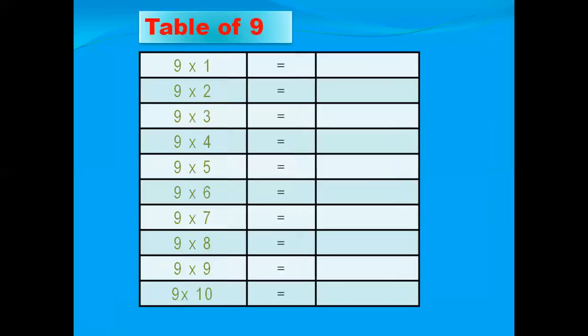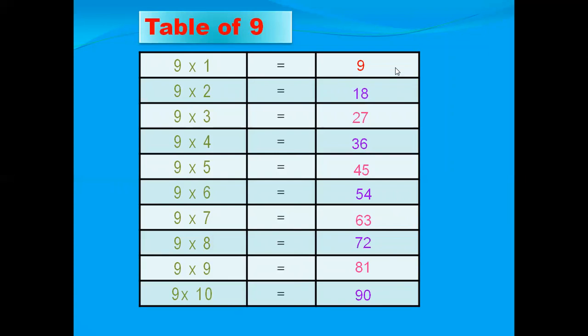Now, table of 9. This is the revision because we have already done this one. 9 ones are 9, 9 twos are 18, 9 threes are 27, 9 fours are 36, 9 fives are 45, 9 sixes are 54, 9 sevens are 63, 9 eights are 72, 9 nines are 81, 9 tens are 90.